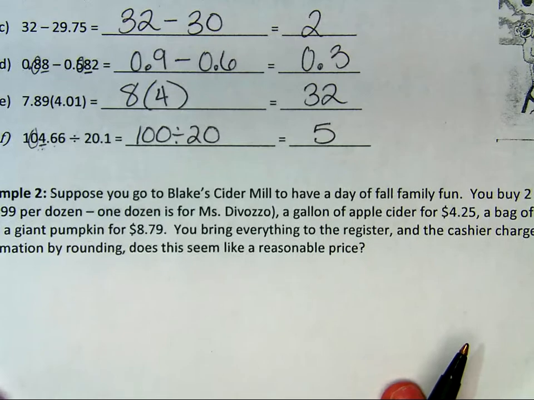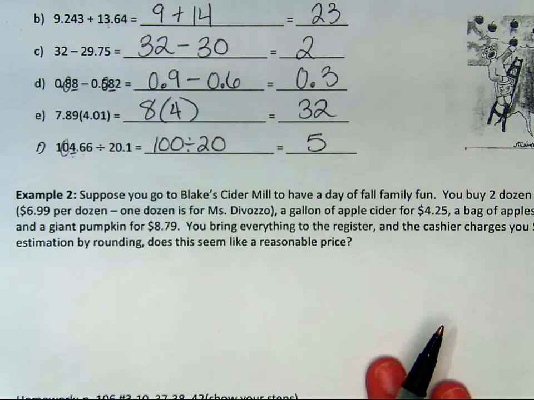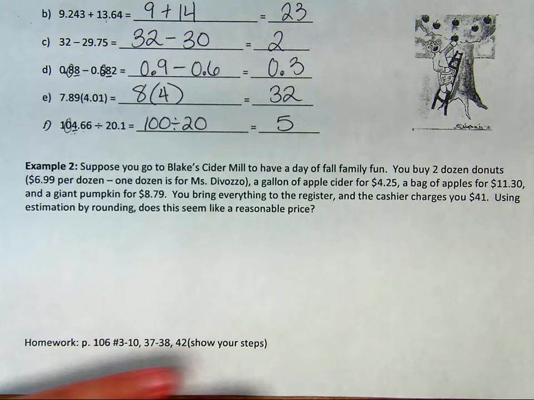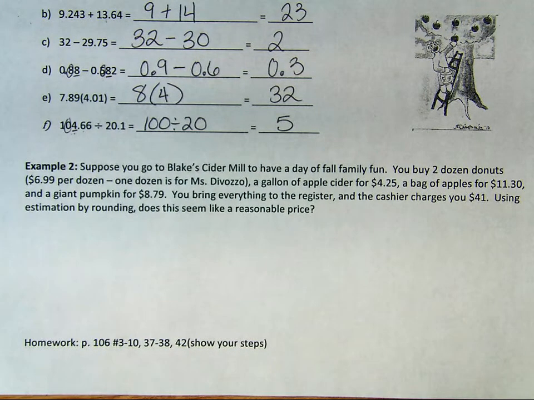Okay, now we have a story problem. Since it's fall, this might be fitting. It says, suppose you go to Blake's Cider Mill to have a day of fall family fun. You buy 2 dozen donuts, $6.99 per dozen, a gallon of apple cider for $4.25, a bag of apples for $11.30, and a giant pumpkin for $8.79. You bring everything to the register, and the cashier charges you $41. Using estimation by rounding, does this seem like a reasonable price?